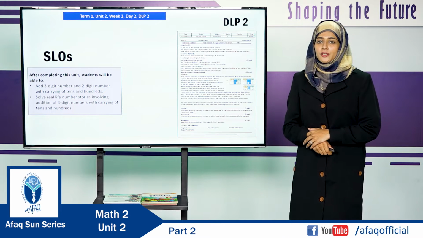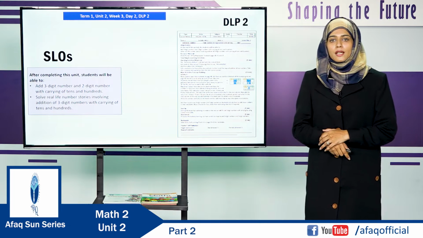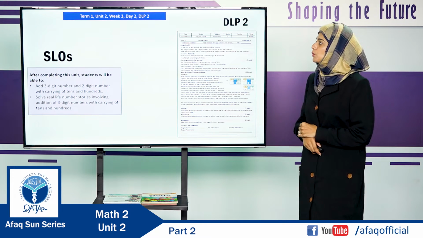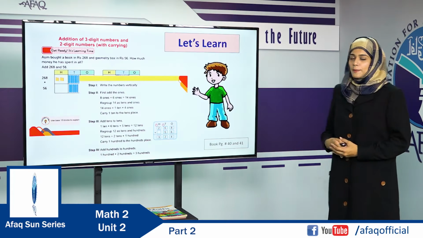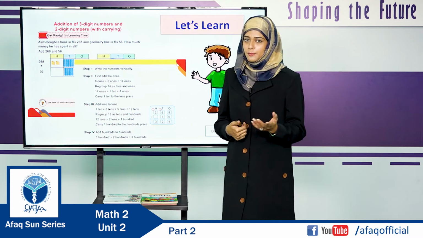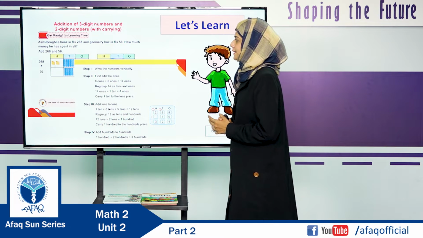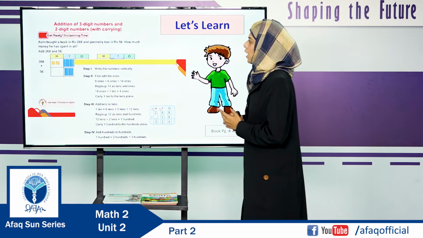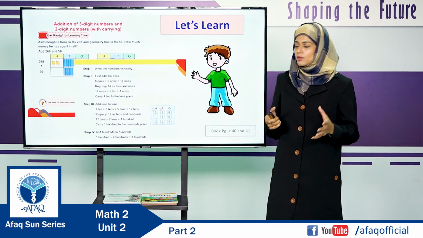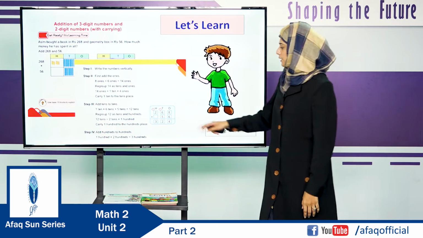In this SLO, we are going to add a 3-digit number and a 2-digit number with carrying of tens and thousands. To cover this, the methodology has been provided in DLP2, which falls in Term 1 Unit 2 Week 3 of Day 2. On page number 40 and 41, here is again a statement question for you. Let's read the statement with me. Asim bought a book for rupees 268 and a geometry box for rupees 56. How much money has he spent in all? We have to calculate money in all. So we are going to write 268, then 56 under this number.